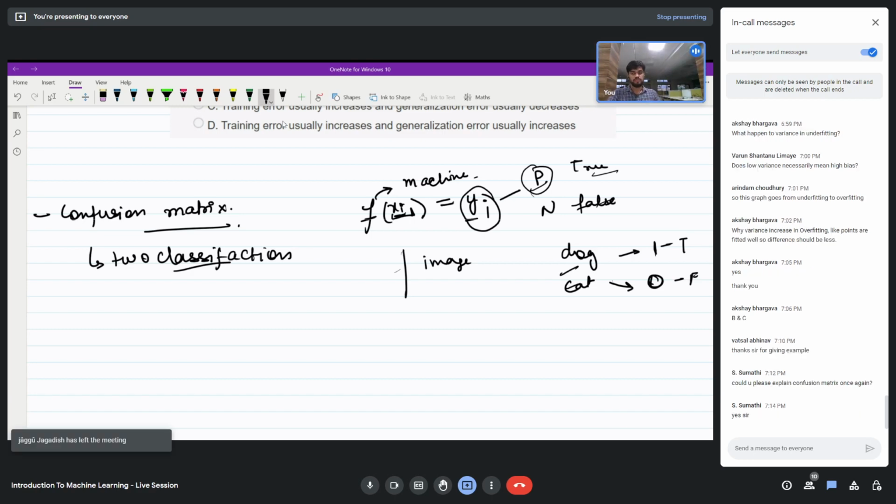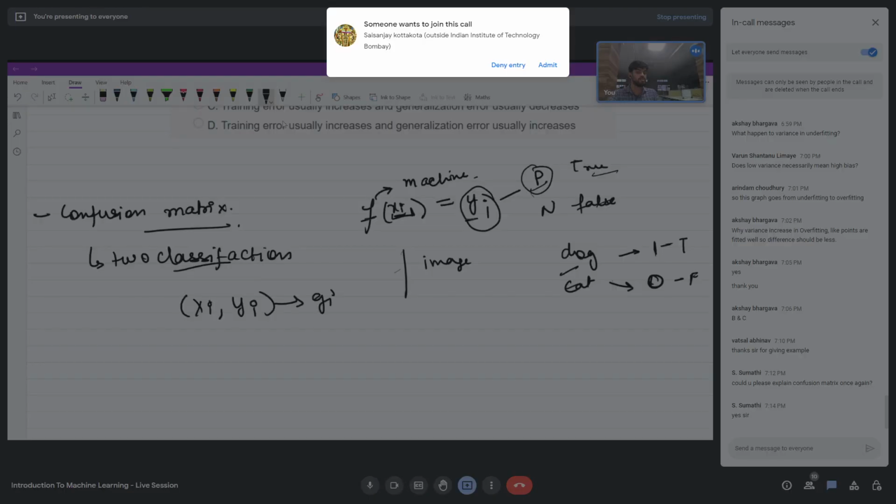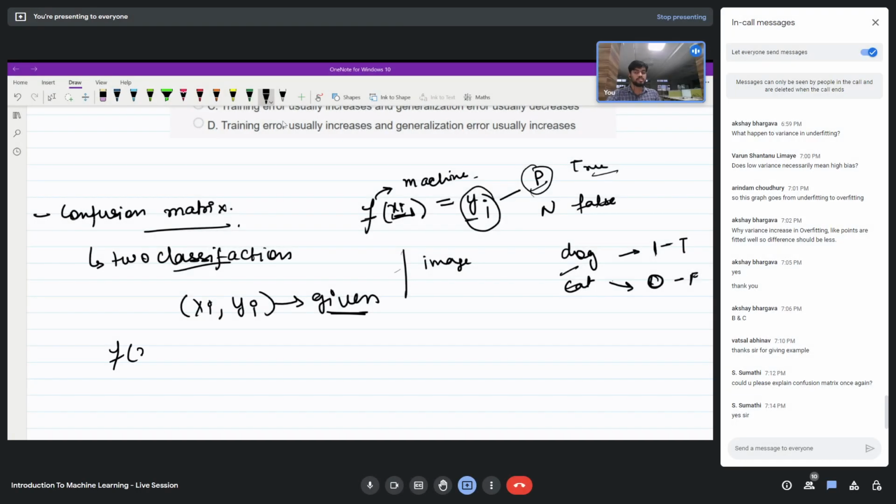Now when you have two class classification, this is for supervised learning only. So you have some xi and corresponding yi given to you. These were given to you initially. Now, when you predicted these xi's, you got something else. Let's call it yi dash. Now you want to compare your yi and yi dash. How to compare that is through the confusion matrix. Now how that is done, I'll come to that.